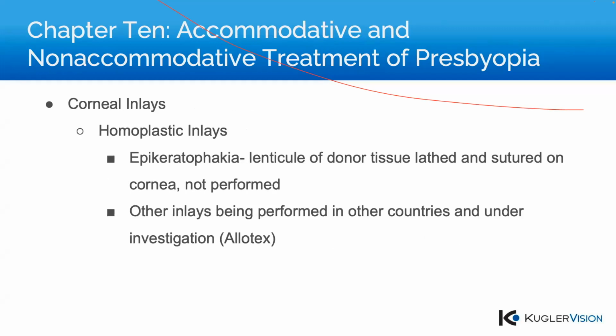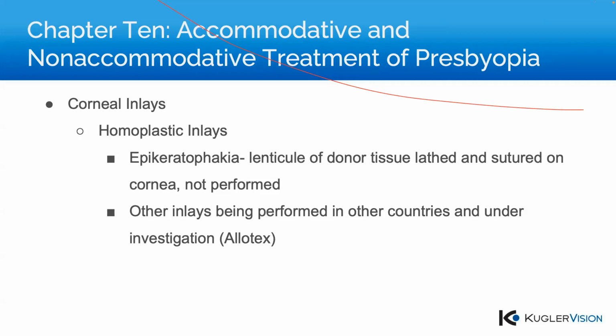There are corneal inlays. Historically, there's something called epikeratophakia, where they'd actually take a donor lenticule of corneal tissue, lathe it into the proper prescription, and then suture that onto the cornea. That's not performed very often anymore.